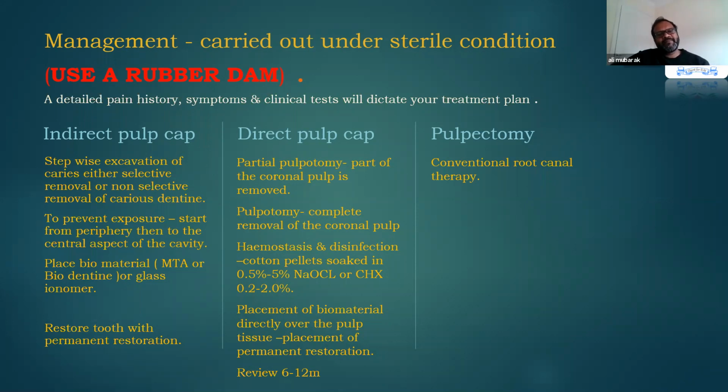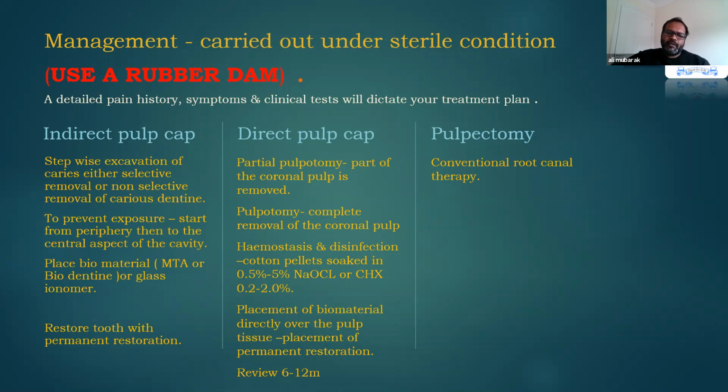Let's take it slowly. Now, the first thing we talk about is indirect pulp capping. Now, you could do stepwise excavation of caries, either selective removal or non-selective removal of carious dentine. Now, stepwise excavation is slow removal.